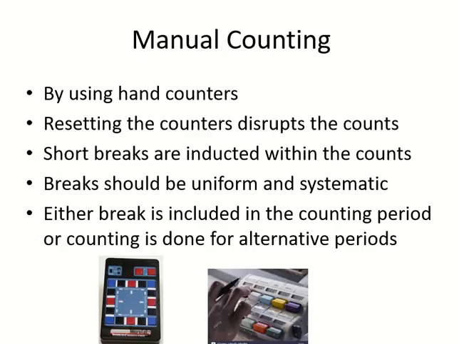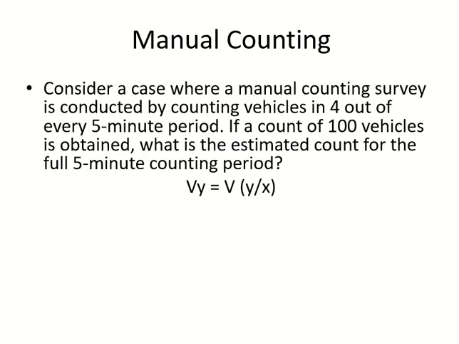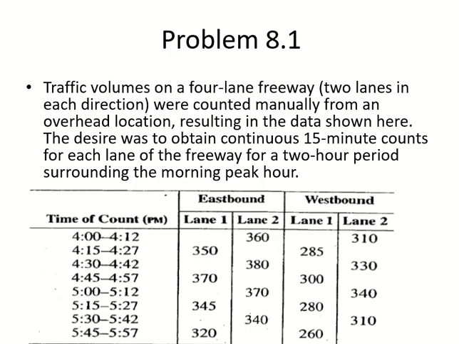What we have covered up till now is manual. So we covered manual counting, and the most important part of that was how to cover for the breaks. That is an important aspect for which we did this example where we converted the 12-minute count to 15-minute counts, and we also filled up the alternative breaks for each lane.